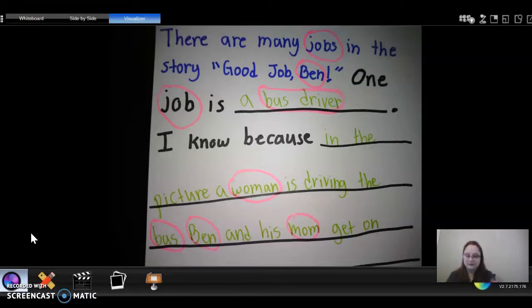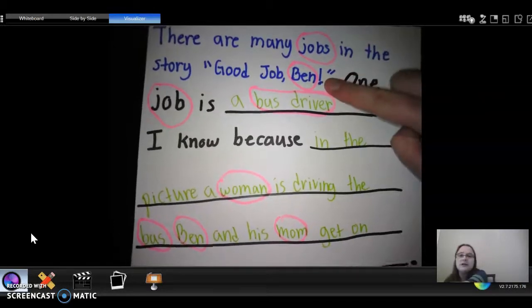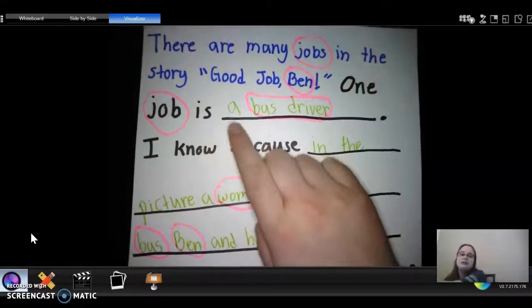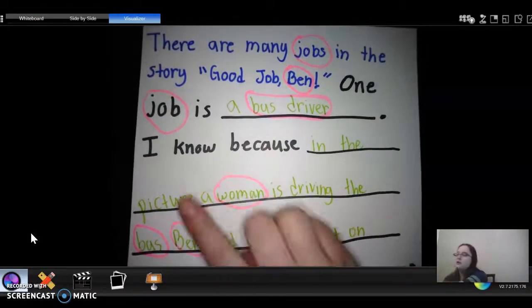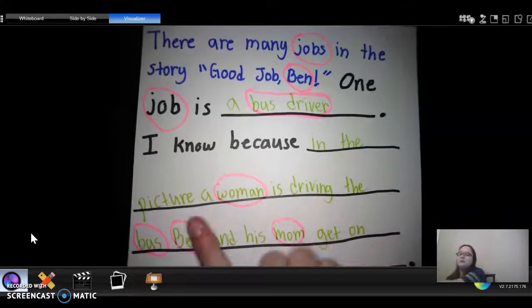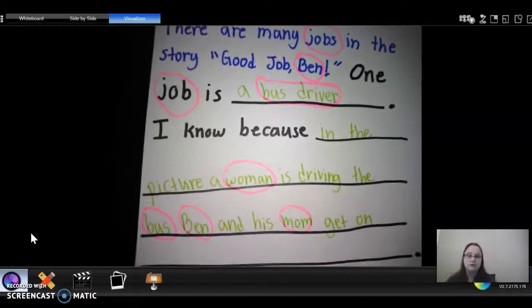And friends, remember, you are going to write on a piece of paper and take a picture of that to submit. You're not going to write in Seesaw. We want you to see writing. We want to see you writing with a paper and a pencil, okay? So you're going to respond to the prompt, what are jobs from the story? Good job, Ben. So you're going to copy my topic sentence. You're going to copy one job is, and then you'll fill in the blank. You're going to copy I know because, and then you're going to provide your evidence from the story.